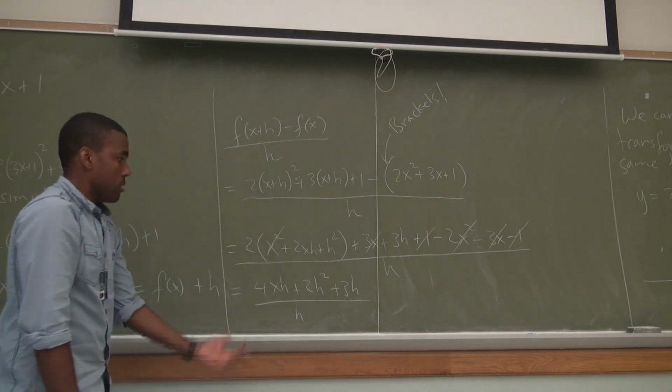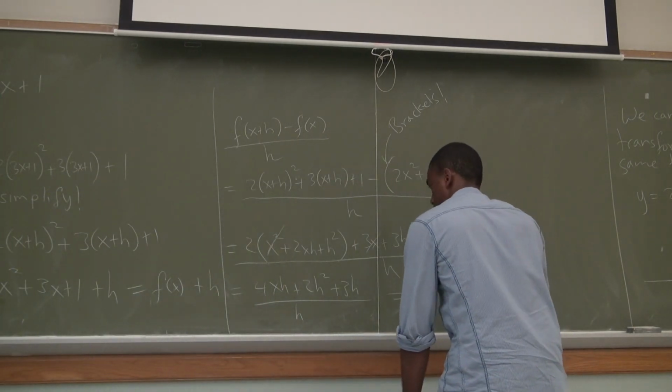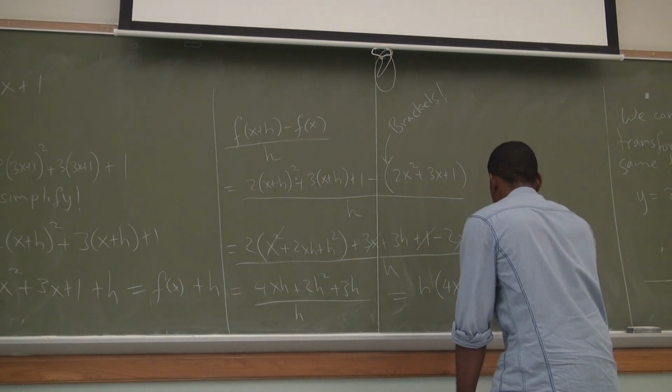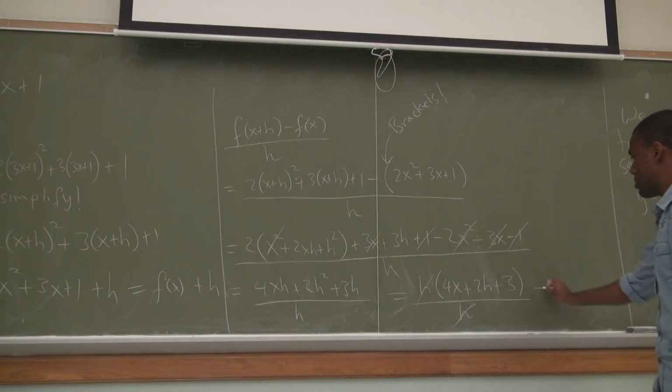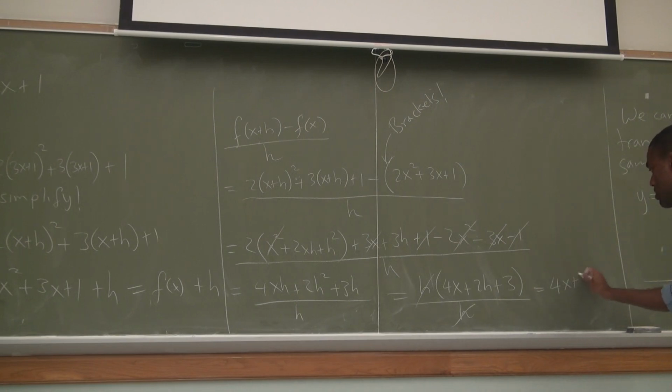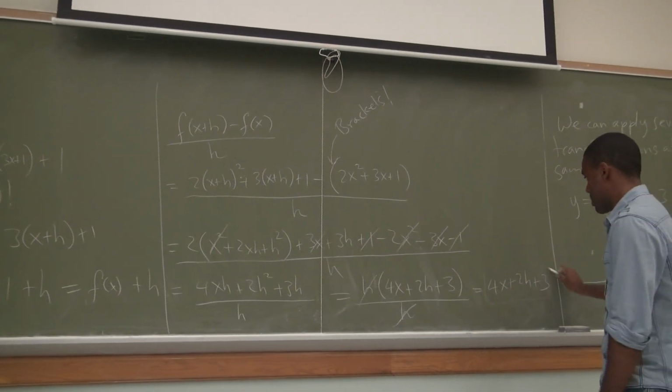Factor out an h. Yeah, you're done. h times (4x plus 2h plus 3), the h's just cancel. That's it. That would be the answer.